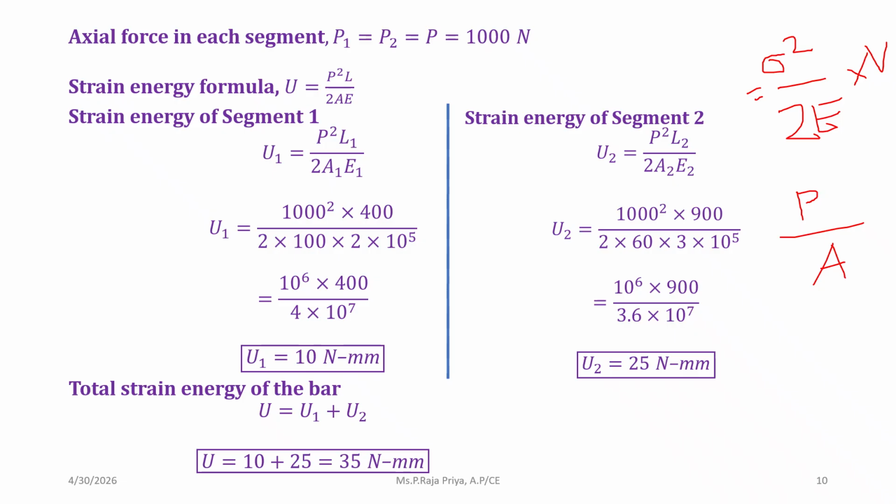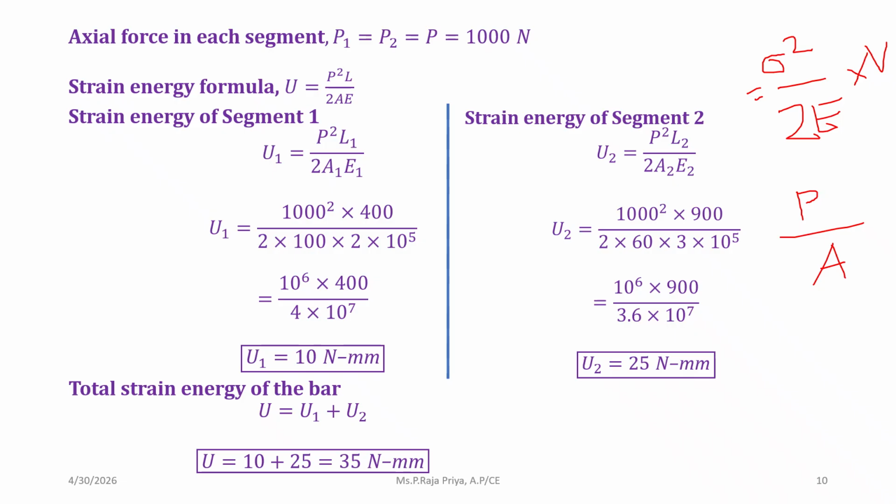So for segment 1, take it as U1. It will be P square L1 by 2A1 E1. P is 1000, L1 is given for segment 1 as 400, A1 is given as 100 and E1 is given as 2 into 10 to the power of 5. Substitute the values and find out U1. In a similar manner, find out the strain energy for segment 2. Substitute all the values given for segment 2 and find out the strain energy.